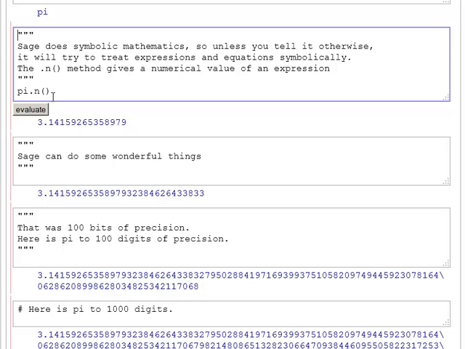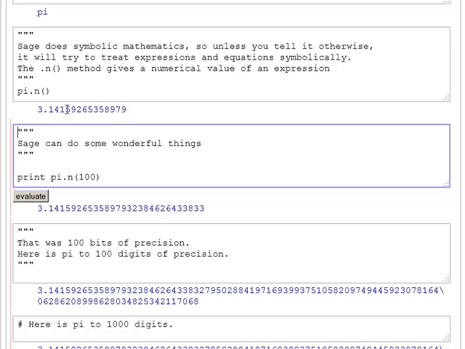Now, what if I want the digits of pi? Pi, which is a symbol, a constant actually embedded in Sage, has a numeric version. And so if I say pi.n parentheses, this is the notation in Python, which is the programming language that lies behind Sage, this is going to give me the numerical version. Okay, so if I hit evaluate, there it is. It gives me a default number of digits of pi, quite a few actually.